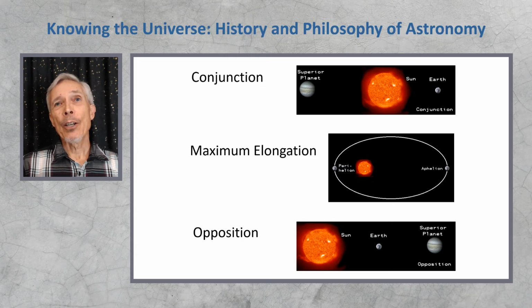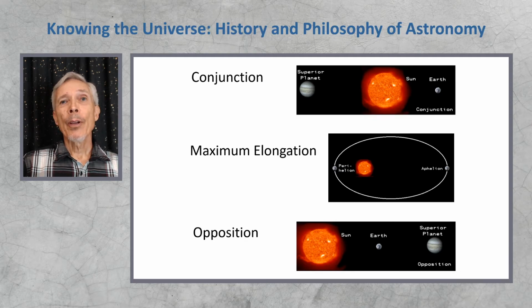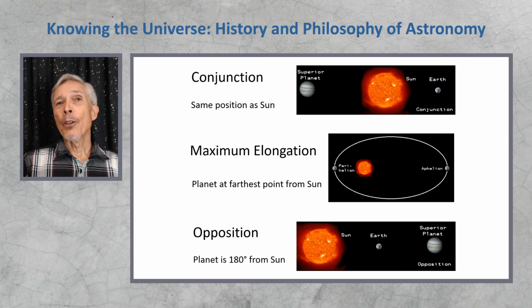There are also definitions: conjunction, which is the geometry you see at the top; maximum elongation, which is the maximum distance of a planet from the Sun; and opposition, when it's the furthest away from the Earth relative to the Sun. These are ways of keeping track of the planets relative to the Sun that amateur astronomers use all the time.